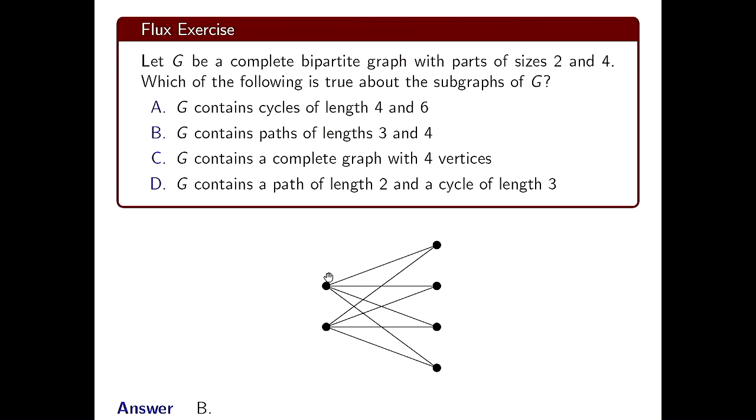So all that leaves is B, and there definitely is a path of length 3, say 1, 2, 3, and there is a path of length 4, say 1, 2, 3, 4, right? To find a path like that, you're going to have to start on the right, but such paths do exist. Does that make sense?